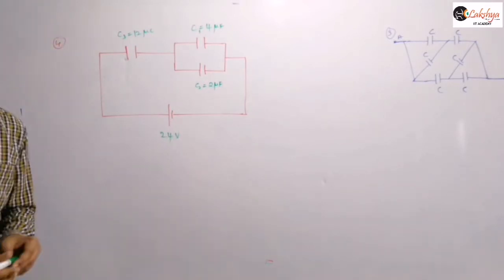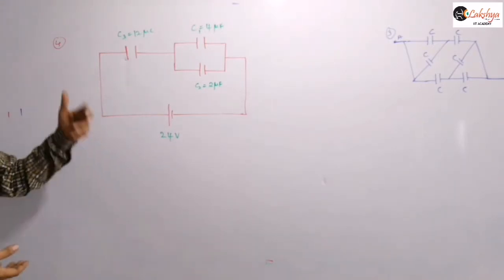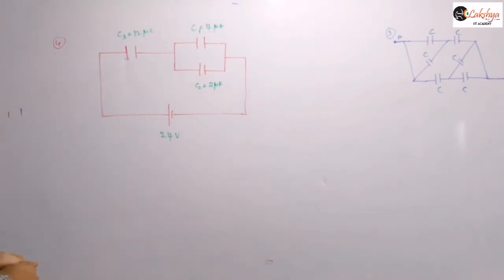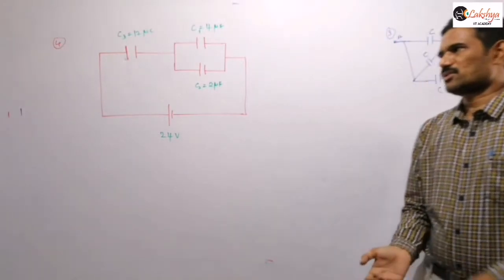That is the EMF of this battery. So now our task is to find the charge on each capacitor. If you are able to find the charge, automatically you can calculate the potential difference also. So write this problem: find the charge on each capacitor in the circuit shown in the figure.